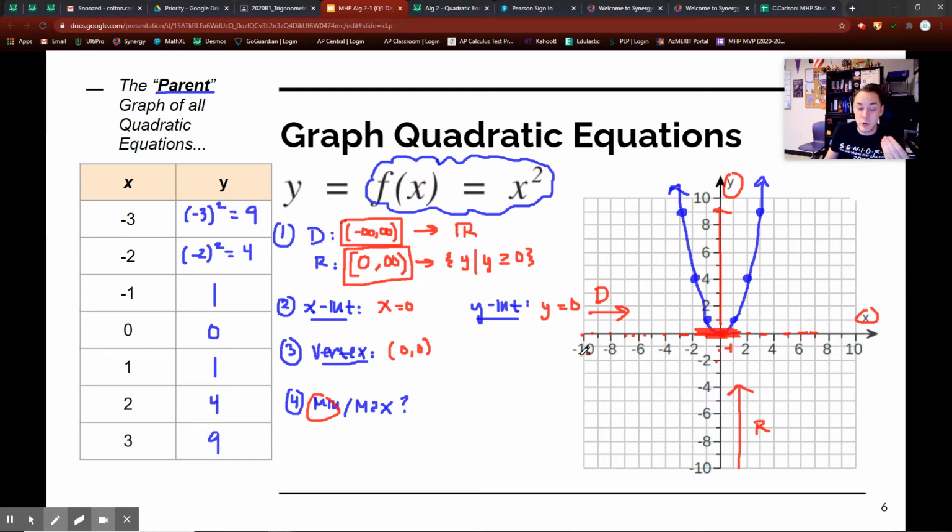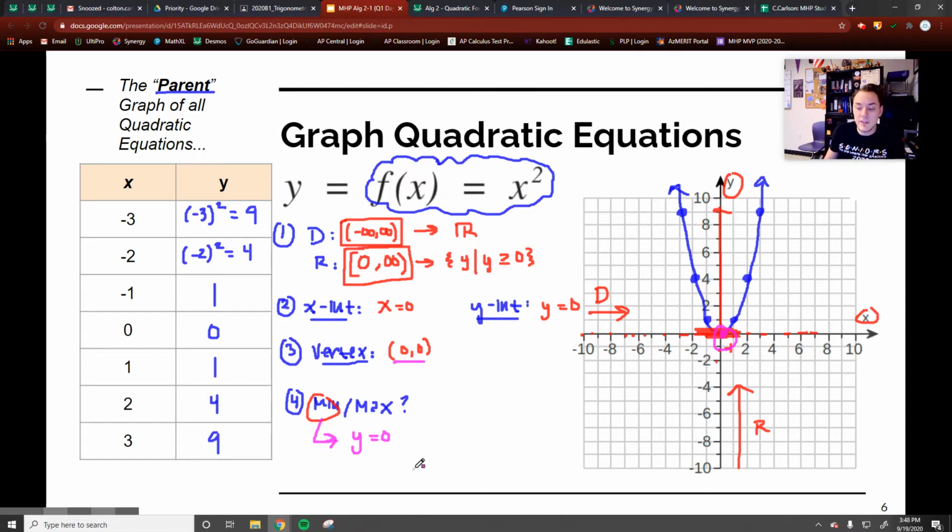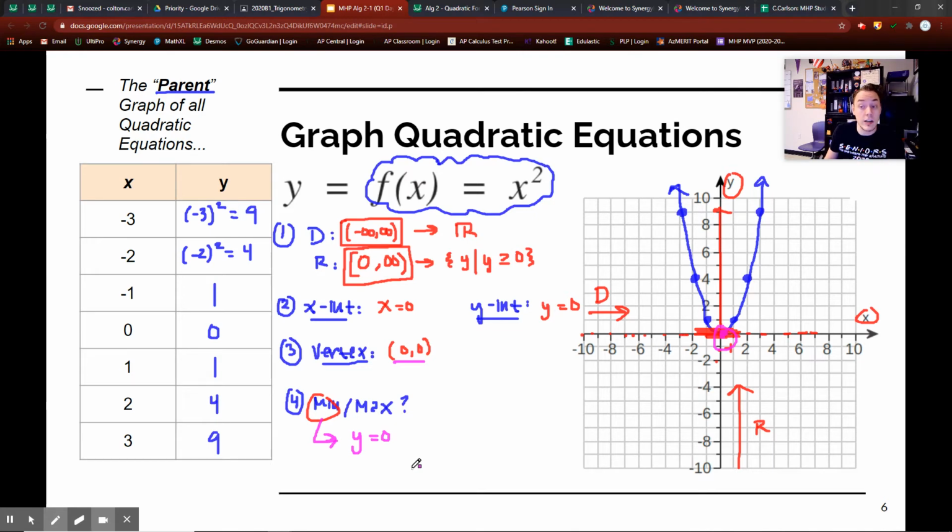And that min is right here in purple. You can kind of see it right there. That right there, that's my minimum point. And that minimum point is just my vertex, (0, 0). But it's at y equals 0, okay? It's a minimum at y equals 0. That's kind of how we read it. And I'm going to explain more about that later. So this is just the basic foundations for our quadratic graphs.